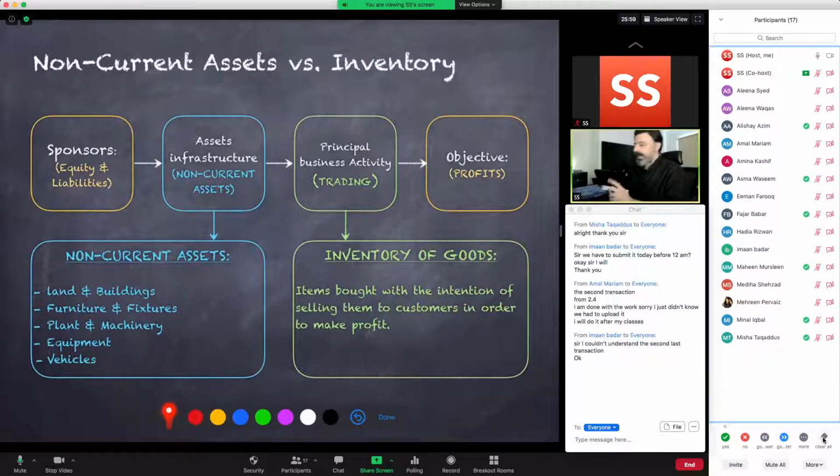So the first car is what we will treat as the non-current asset called vehicle. And the second car, which we will place on the showroom from where it is going to be sold, is not going to be called a vehicle or car. We will call it inventory of goods.